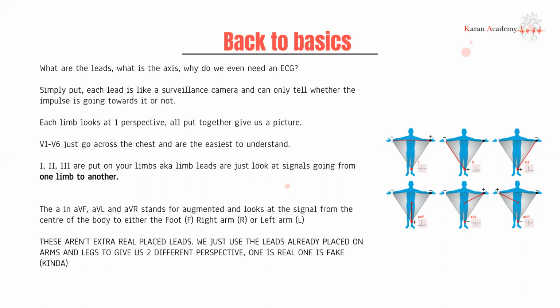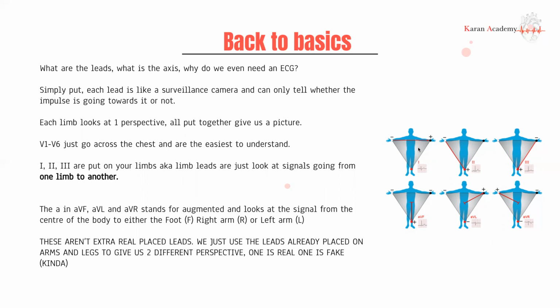So let's make sense of what's going on. Let's start with the chest leads, because those are, I think, easier to understand. We have V1 to V6, and they go across the chest. So V1 starts just lateral to the sternum, and they go across the chest to the left. So medial to lateral across the chest.